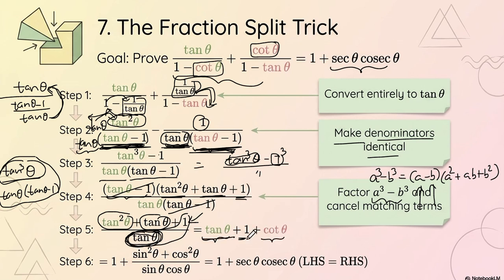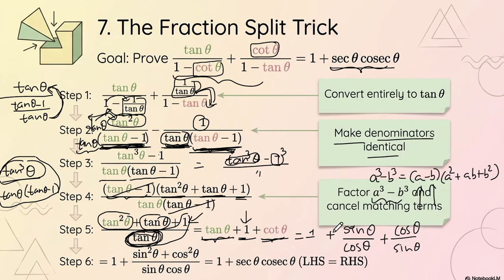Okay, so we are getting tan theta plus 1 plus cot theta. But we want the answer in terms of sec and cosec. So we have to break this tan and cot in terms of sine and cos. So this 1 we will write at the start. After that, plus tan theta means sin theta upon cos theta, plus cot theta means cos theta upon sin theta.